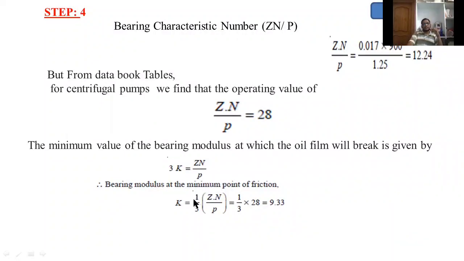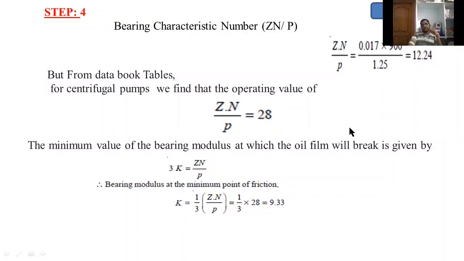So for the bearing modulus at the minimum point of friction, you have to substitute the value of Zn by P obtained from the data handbook. This value you have to substitute, 28. So here the value of K equal to 1 by 3 into Zn by P, where the value is 28, then K equal to 9.33. So this value 9.33 is less than our value 12.24.